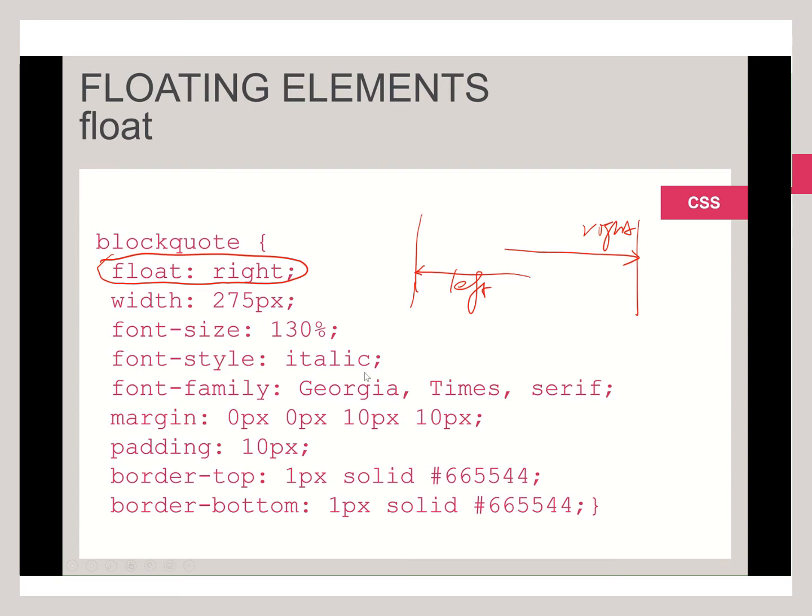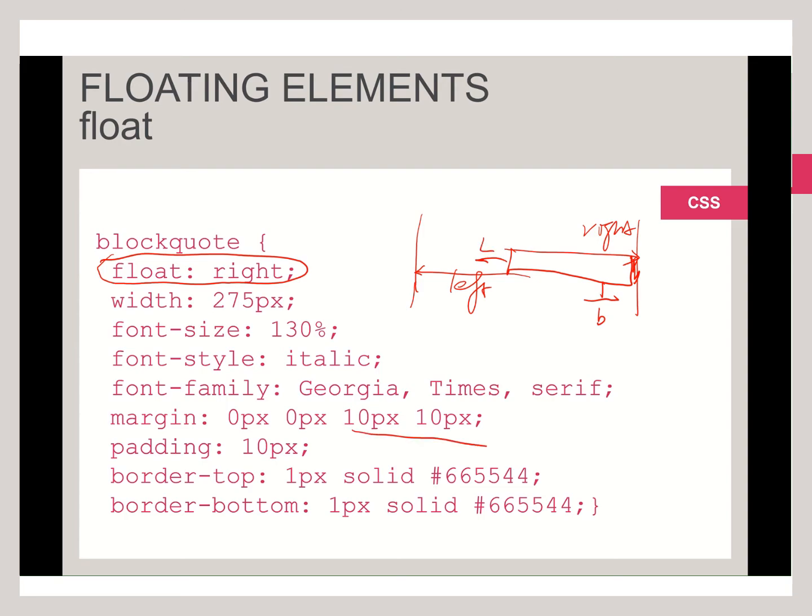Font style is italic. We use an italic font. Family with Georgia or Times or any other available serif, which means there are small details at the ends of the letters. Margin is 0, 0, 10, 10. That means top, right, bottom, and left. Because we shift to the right, the top and the right need no space, but we may want to keep some space at the bottom and the left.